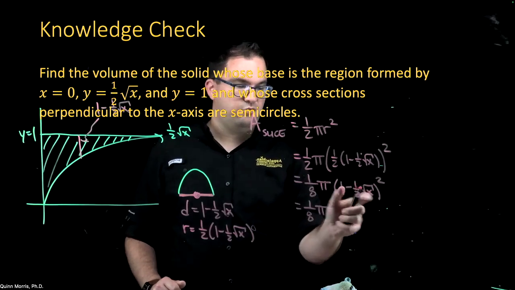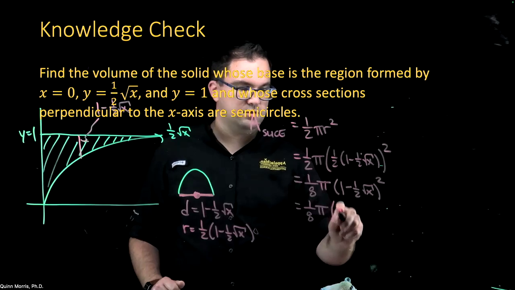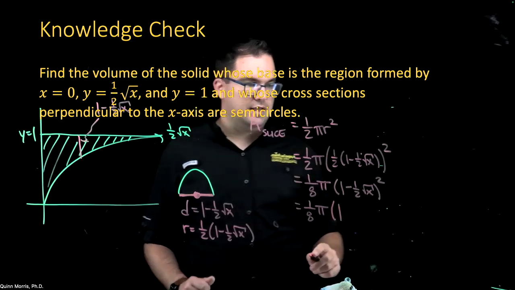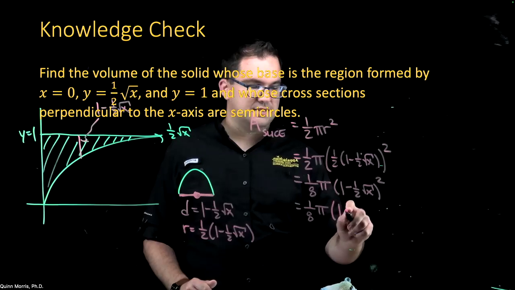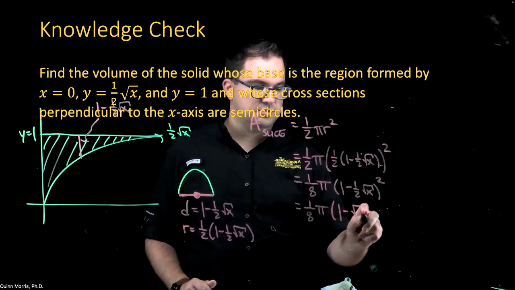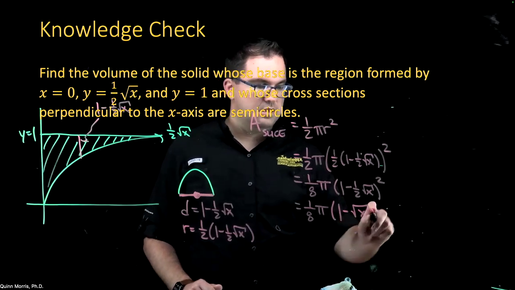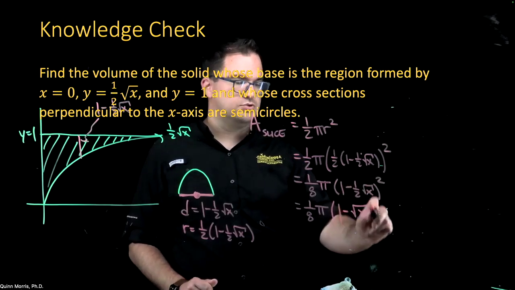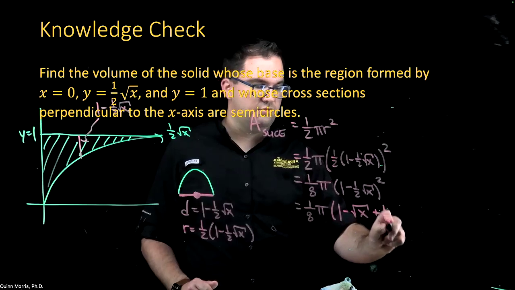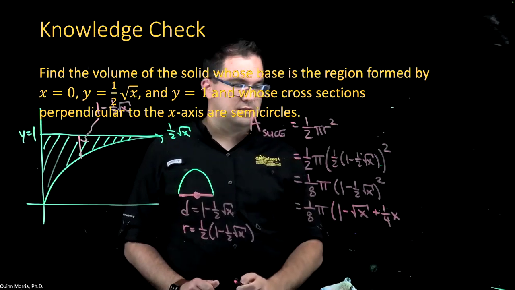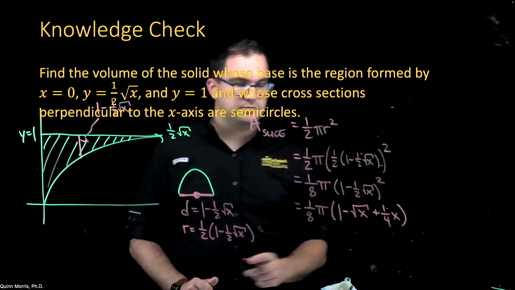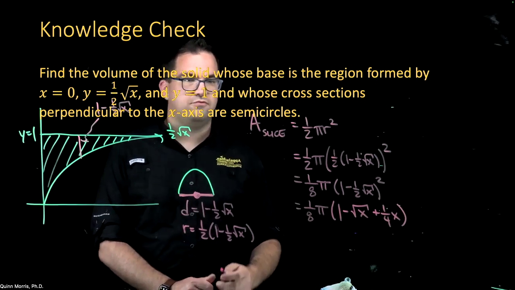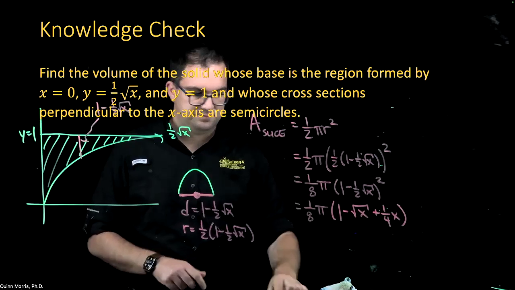Now I'm going to square this by foiling it. I'll get a 1 times 1, which is a 1. I'll get a minus 1/2 square root of x and a minus 1/2 square root of x. That'll just be a minus square root of x. And then I'll get a minus 1/2 square root of x times minus 1/2 square root of x. That'll be plus 1/4. Square root of x times square root of x is just x. Okay. So there's a formula for the area of my slice.